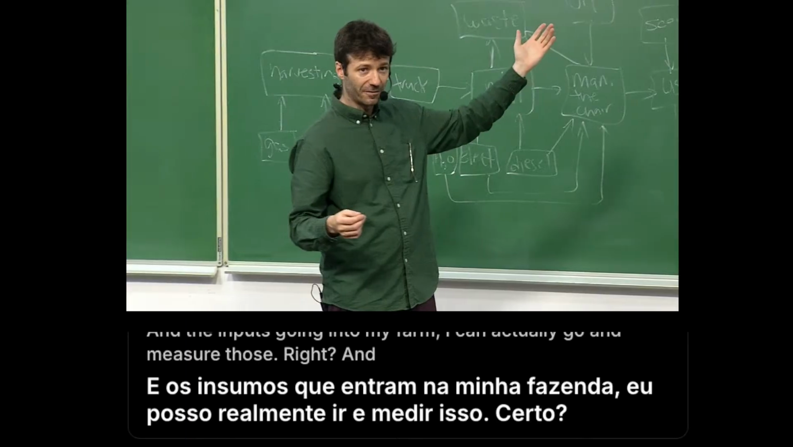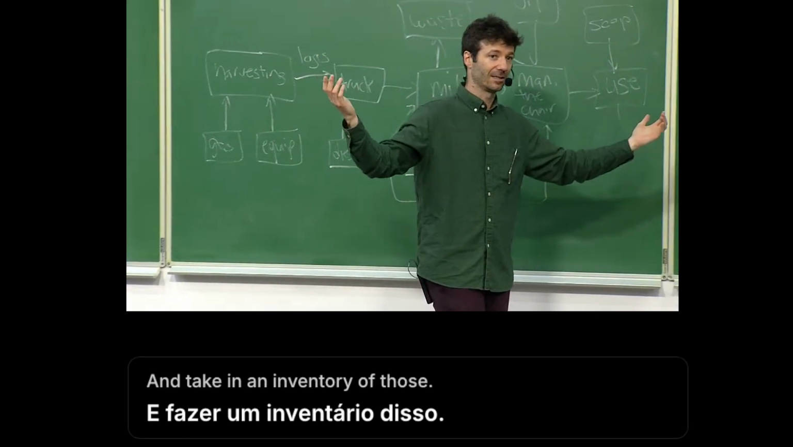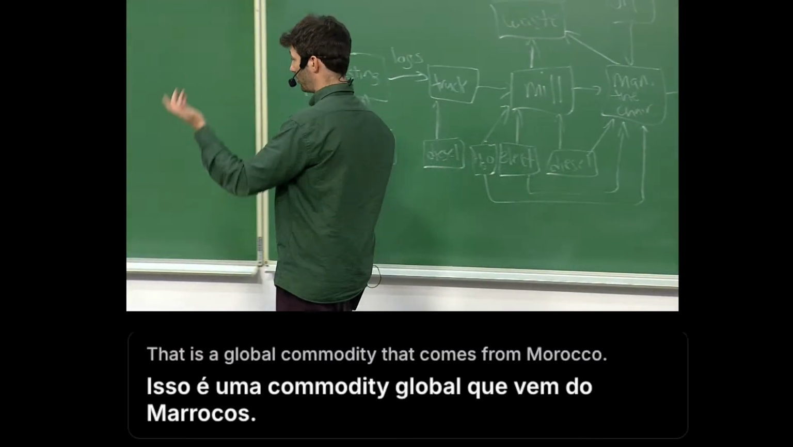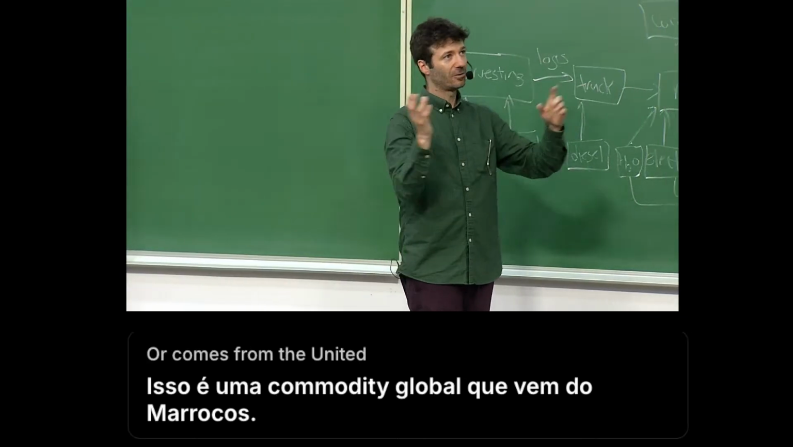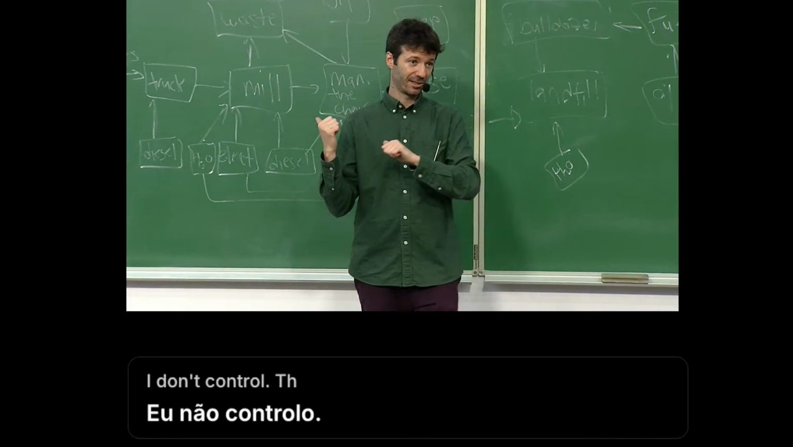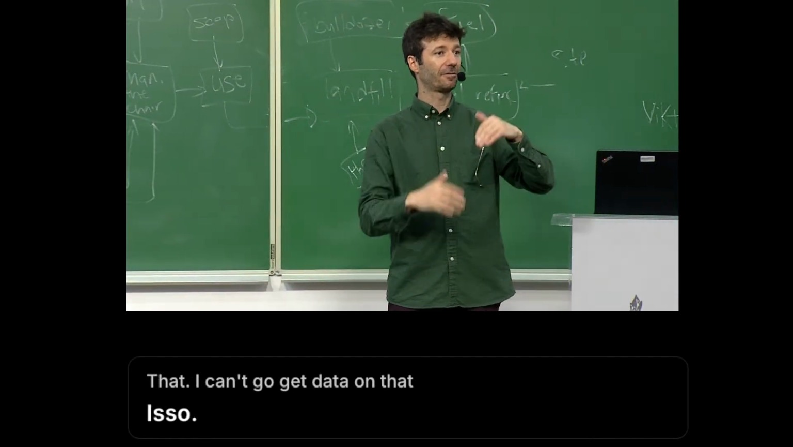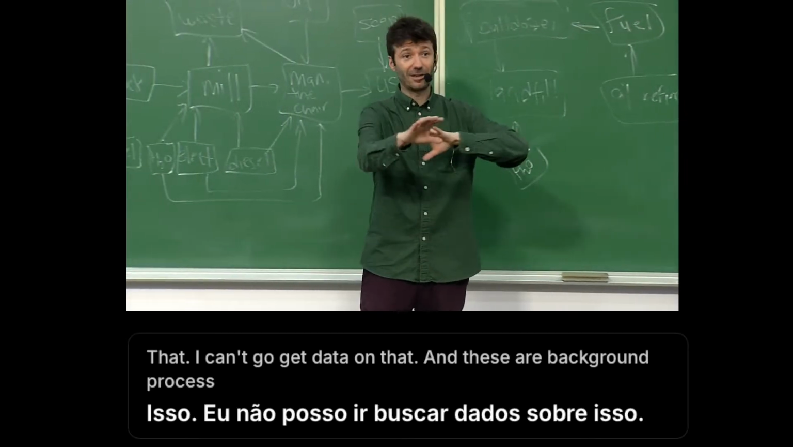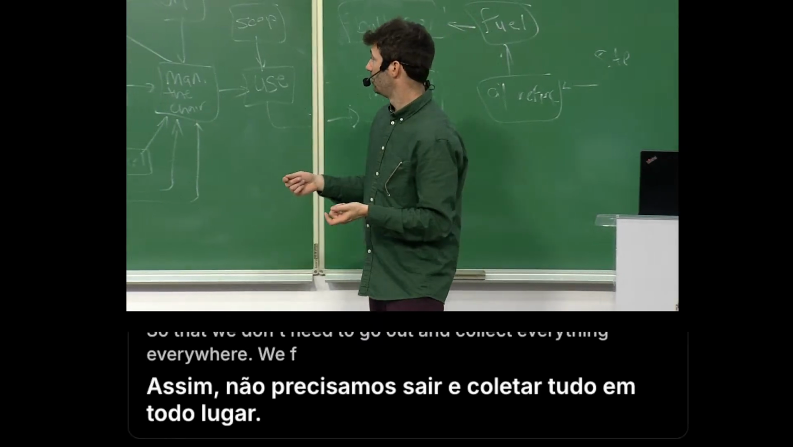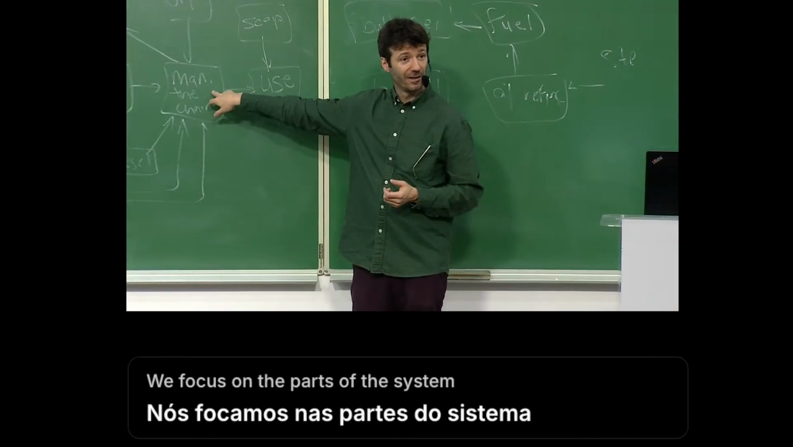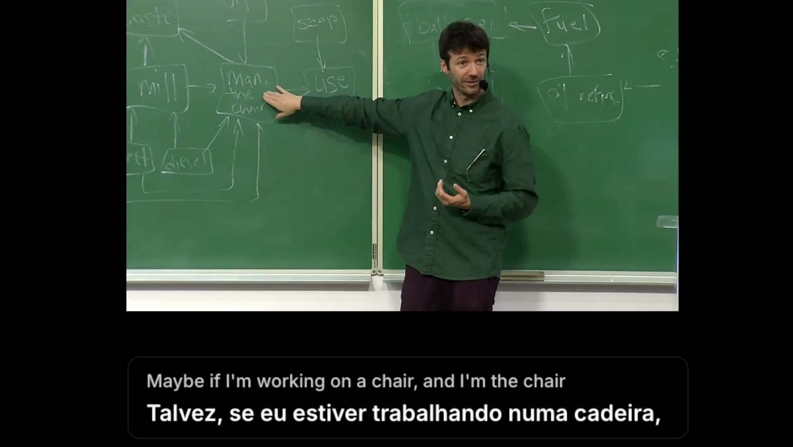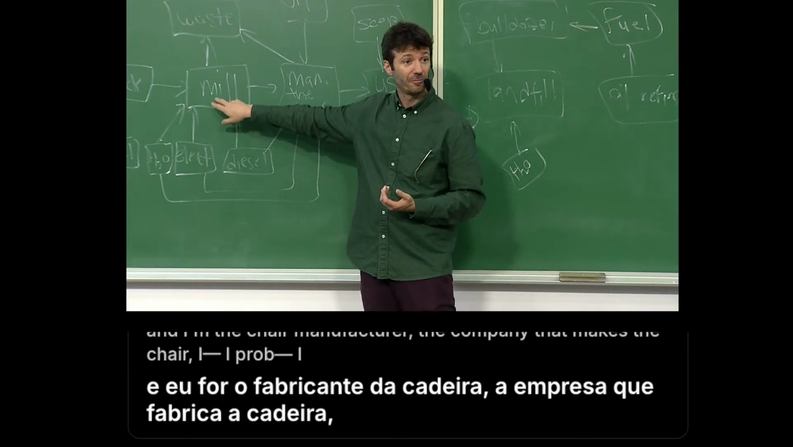Fertilizer production going into my farm, I don't control that process. That is a global commodity that comes from Morocco or comes from the United Arab Emirates or comes from Brazil. But that's a generic commodity. I don't control that. I can't go get data on that. And these are background processes. We can get data from existing databases so that we don't need to go out and collect everything everywhere. We focus on the parts of the system that we control. Maybe if I'm working on a chair and I'm the chair manufacturer, the company that makes the chair, I control my factory, and I might have a direct relationship with a particular sawmill.